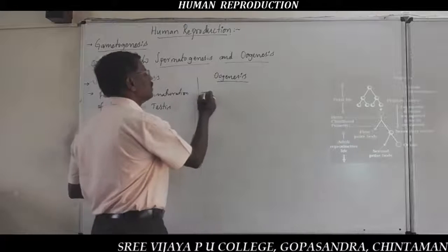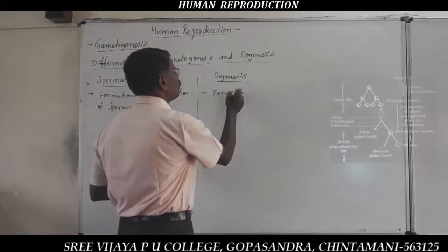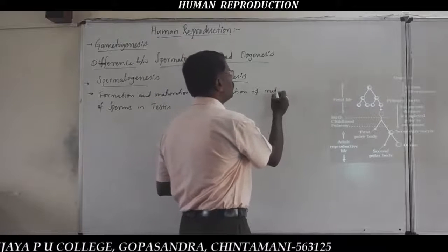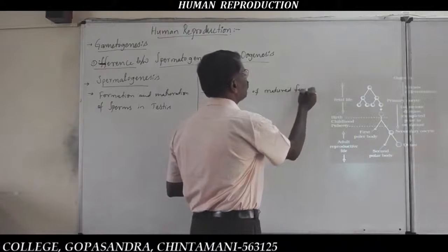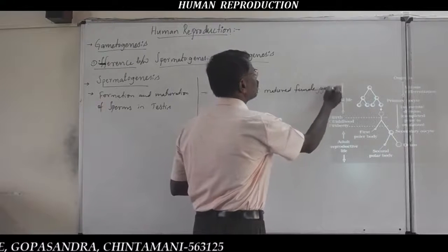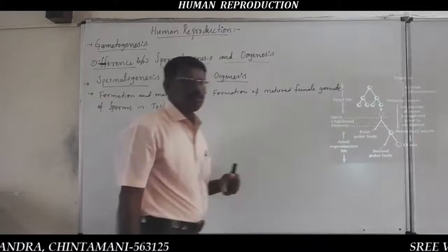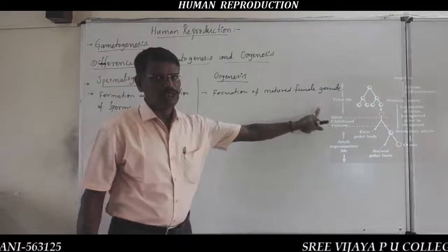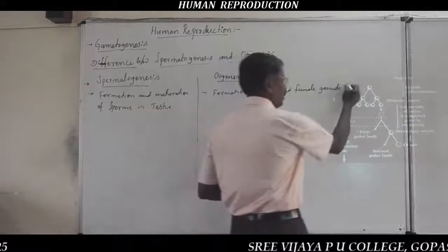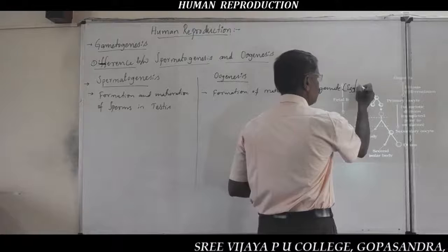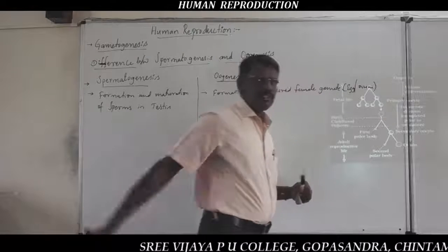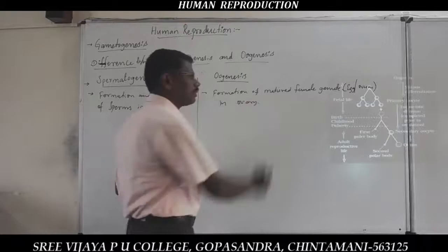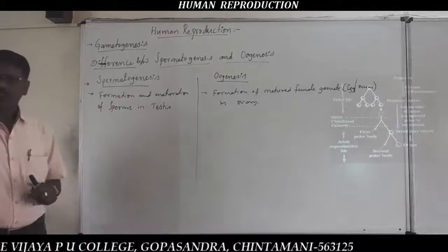Like here, formation of matured female gamete. That is nothing but formation and maturation of the female gamete, which we call egg or ovum. It takes place in the ovary. It is called oogenesis.